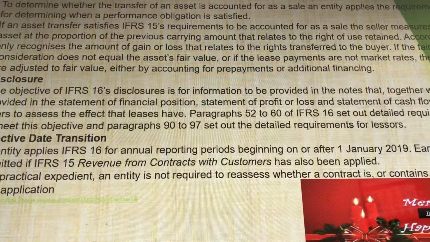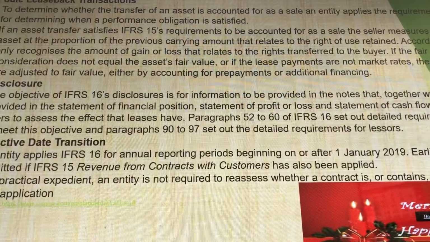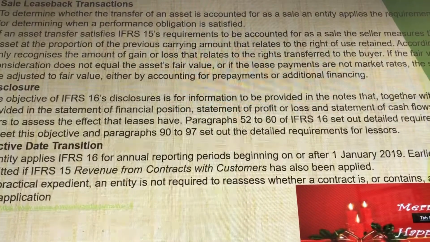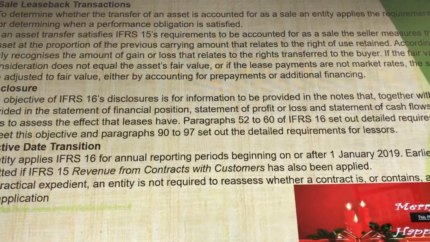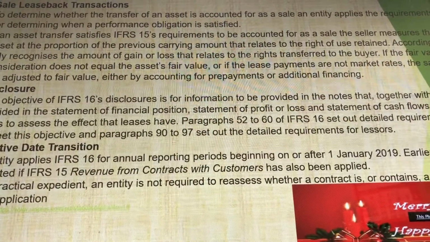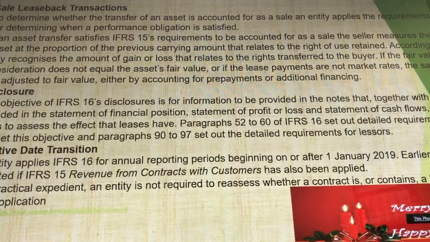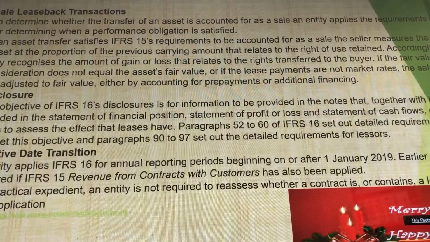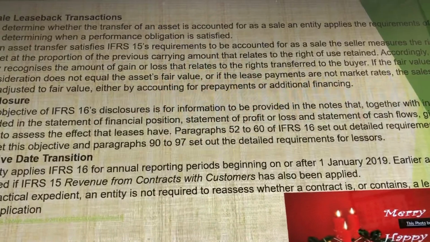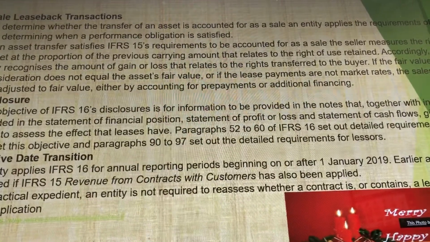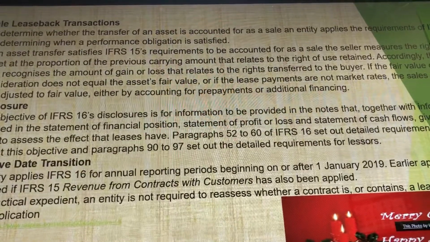Disclosure. The objective of the disclosures is to provide information in the notes that, together with the information provided in the statement of financial position and the statement of profit or loss, gives users a basis for assessment. The effective date is beginning from January 1st, 2019. However, earlier application is permitted.